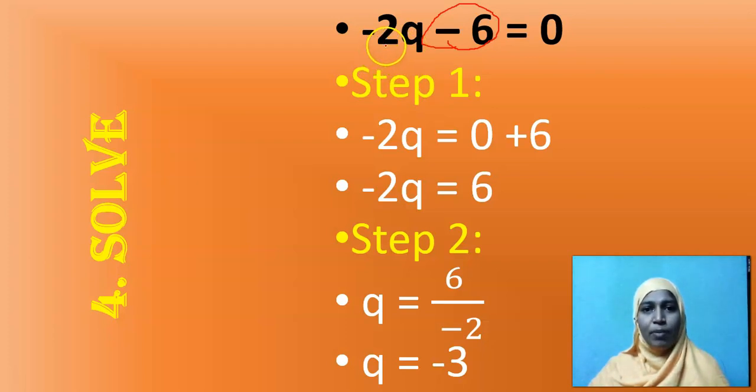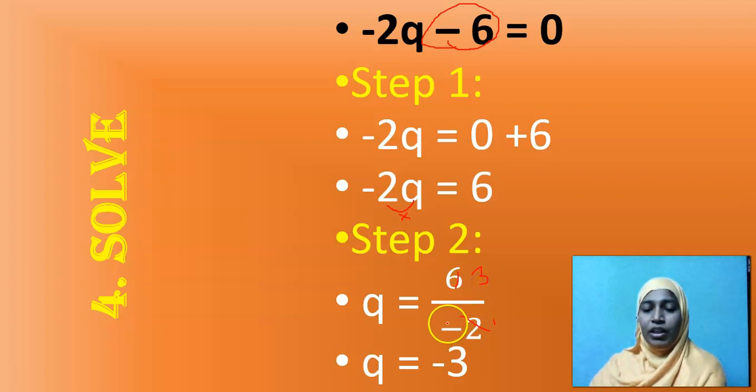So in the second step, I will transpose this -2. If I transpose this -2, here I get 6 by -2, because here it is in multiplication. When it gets transposed, it comes to division. 1 2 is 2, 3 2s are 6.